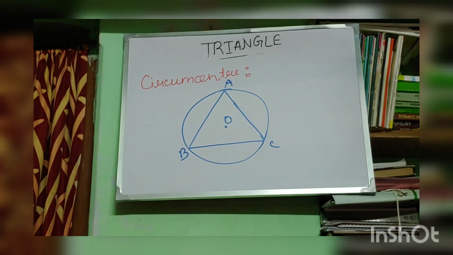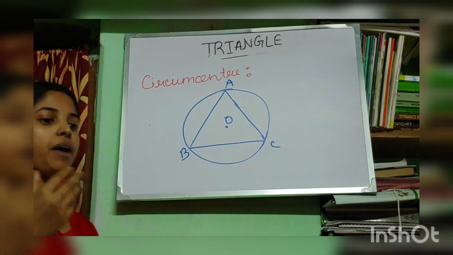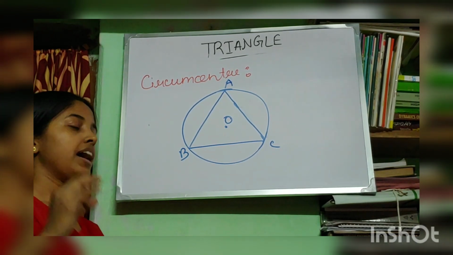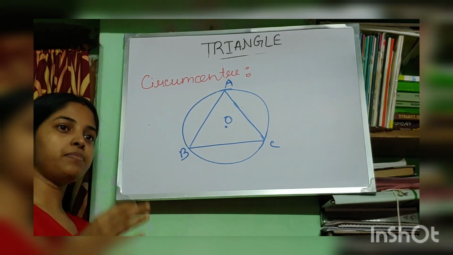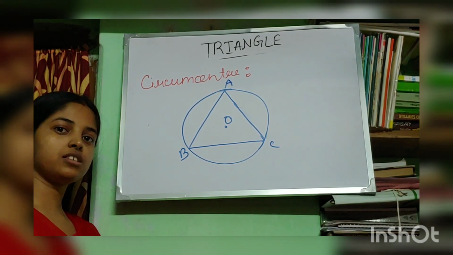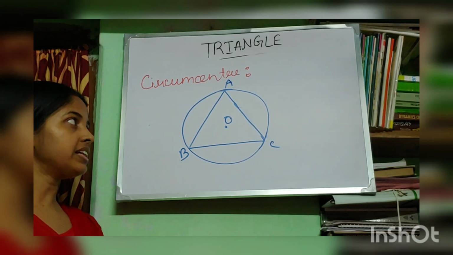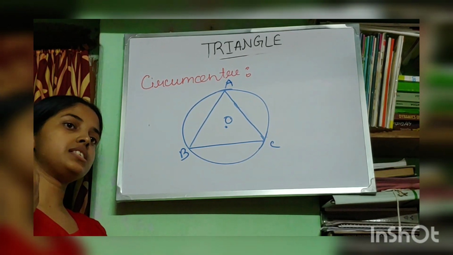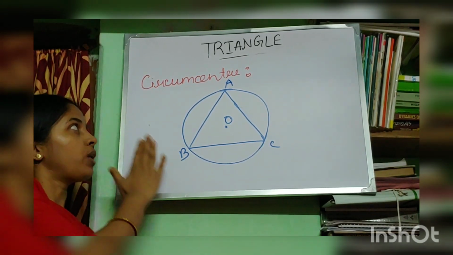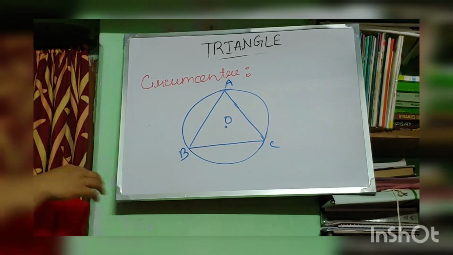So that's all for today's class. Now let me remind you what we have learned today: the types of triangles on the basis of sides and on the basis of angles. Then we learned what the centroid, orthocenter, incenter, and circumcenter are.